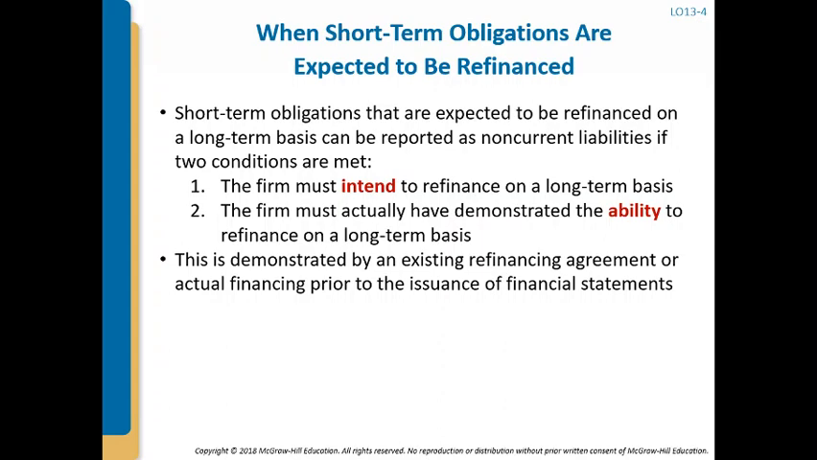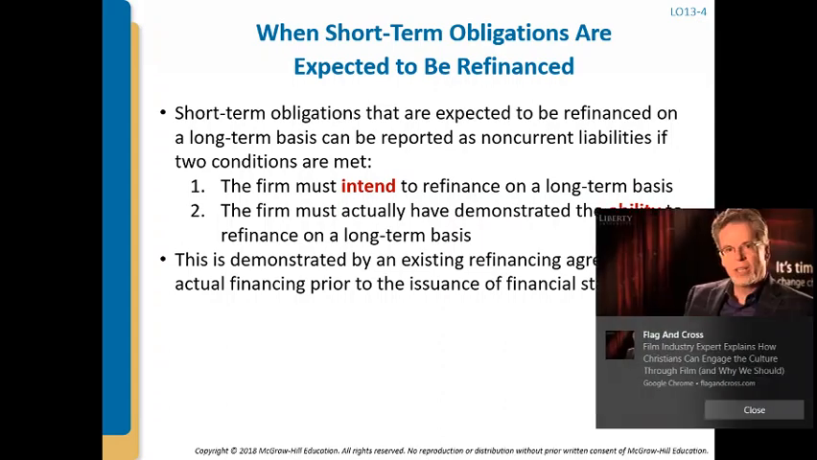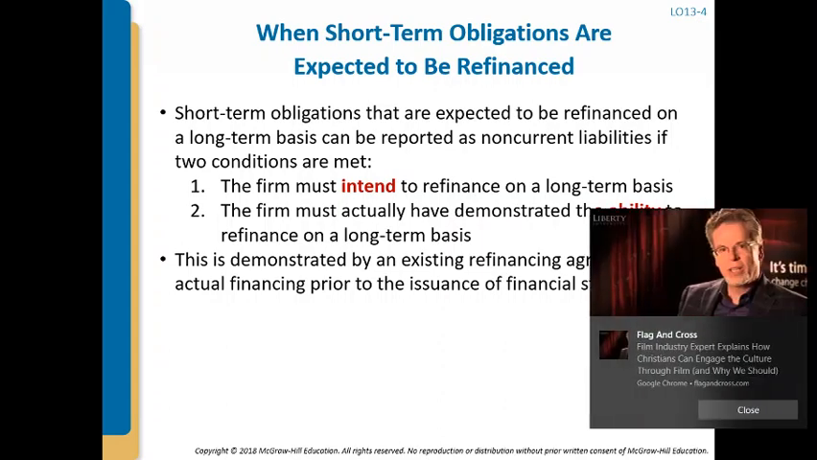Well, how do you show that you have the ability? Usually by an existing refinancing agreement or actual financing prior to the issuance of the financial statement. So you've got to have something in place that shows you have the ability, not just the intent, to take care of this matter.